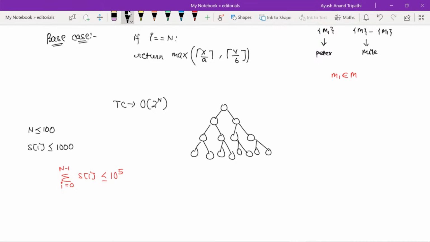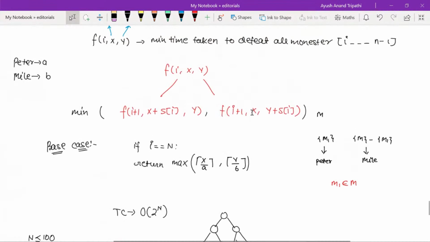And what if we optimize it using dynamic programming? In that case, what is the solution? How many different states are there? The range for i is from 0 to 100, where 100 is exclusive, so basically 100 possibilities. And the value of x can be from 0 to 10 power 5, and y can also be from 0 to 10 power 5, right?